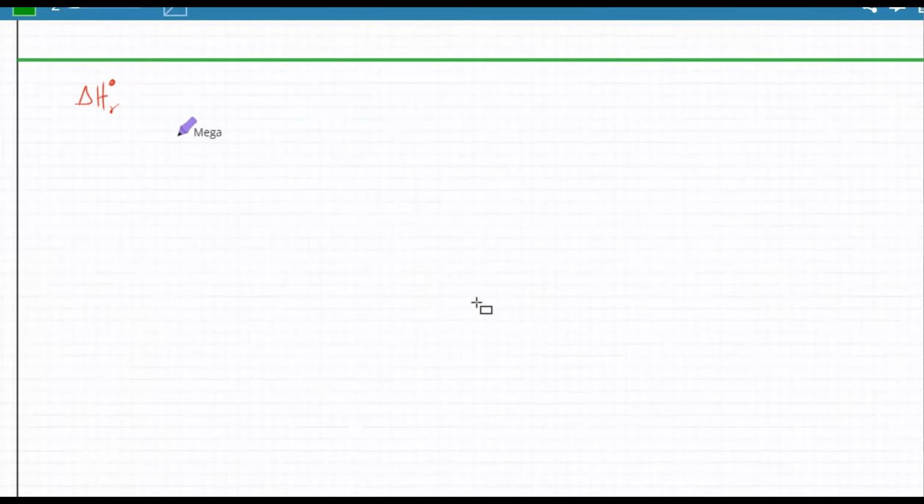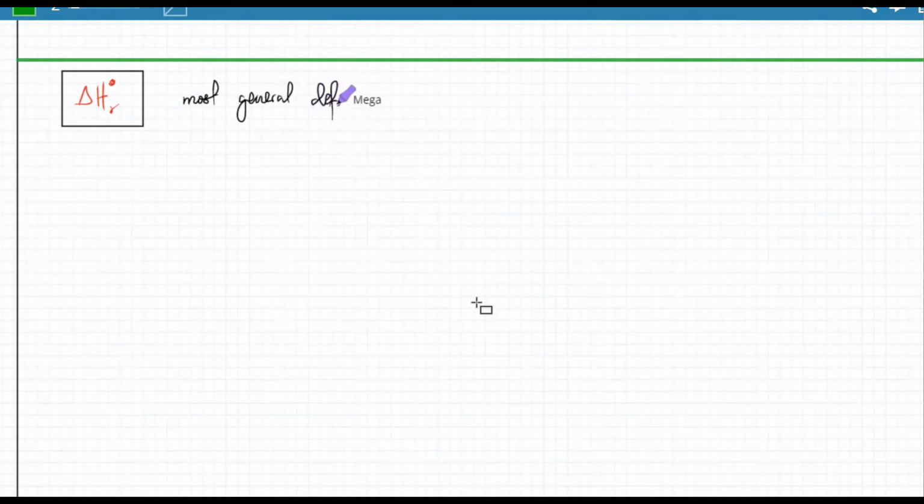Enthalpy change of reaction. Let's quickly do this and finish the definitions. Enthalpy change of reaction is the most general use of the word enthalpy change. I'm just going to write this down. Most general definition of enthalpy change. Can be used for any reaction.